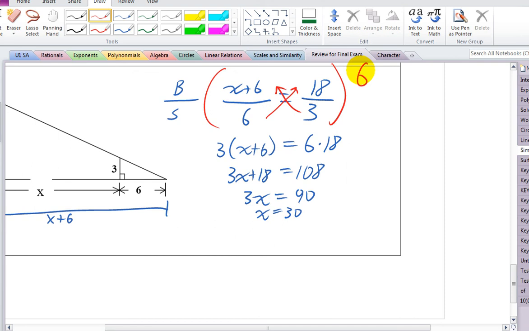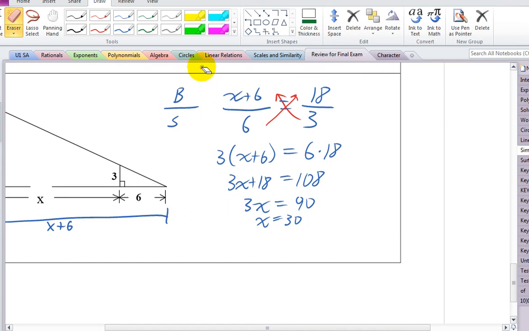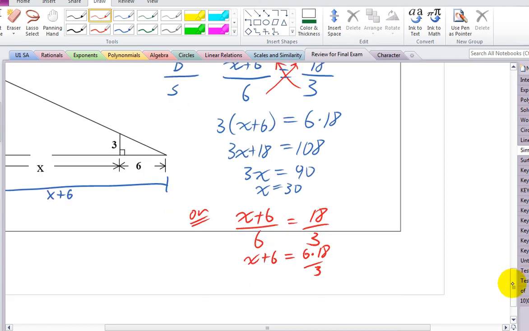Anything else? Anyone do something different than that? It's just one way of doing it for sure, multiplying it. And you've seen that before with a lot of other questions. Now, I just want to show you an alternate method because it's always good to see different things. What do we want to get rid of here on the left side first? Yeah, divide by 6. So what's the opposite of dividing by 6? Times. So we get x plus 6 equals 6 times 18 divided by 3.